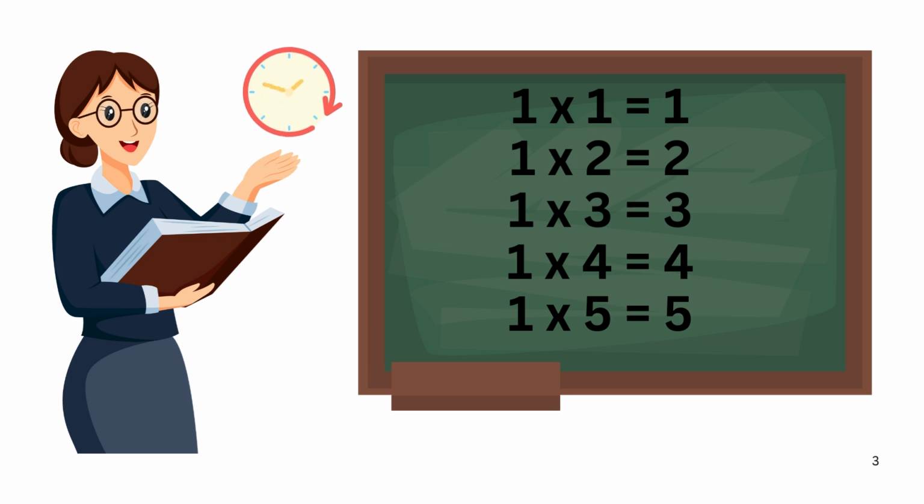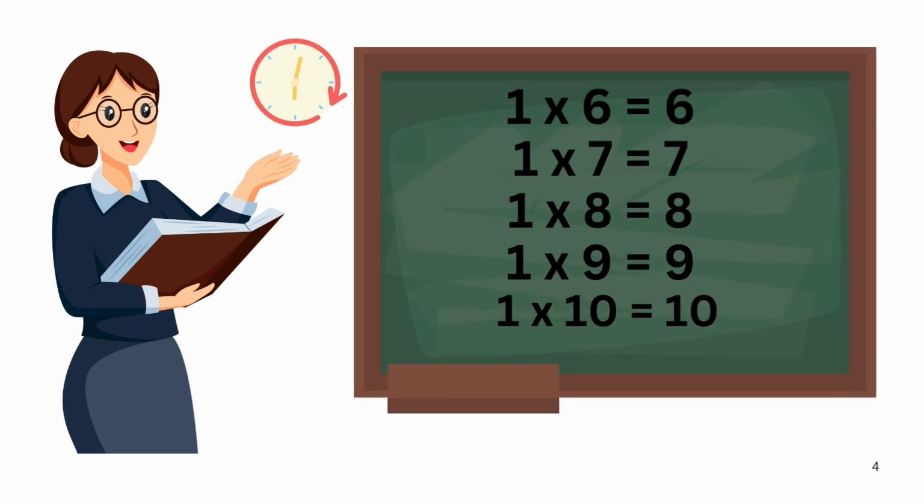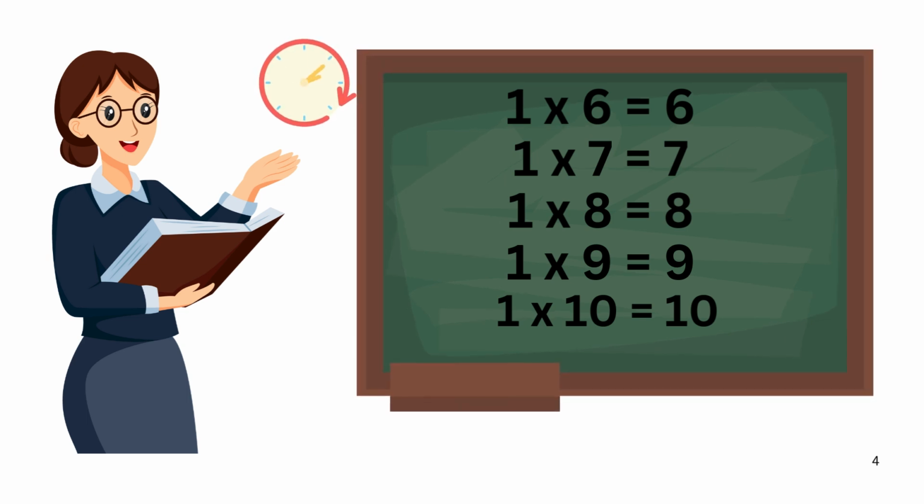1 multiplied by 1 is equal to 1. 1 multiplied by 2 is equal to 2. 1 multiplied by 3 is equal to 3. 1 multiplied by 4 is equal to 4. 1 multiplied by 5 is equal to 5. 1 multiplied by 6 is equal to 6. 1 multiplied by 7 is equal to 7. 1 multiplied by 8 is equal to 8. 1 multiplied by 9 is equal to 9. 1 multiplied by 10 is equal to 10.